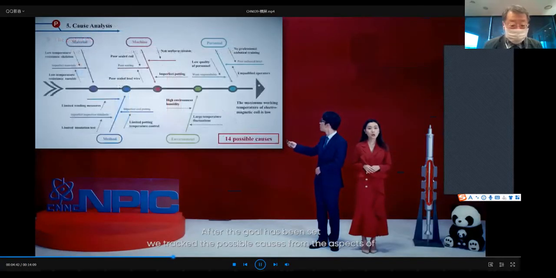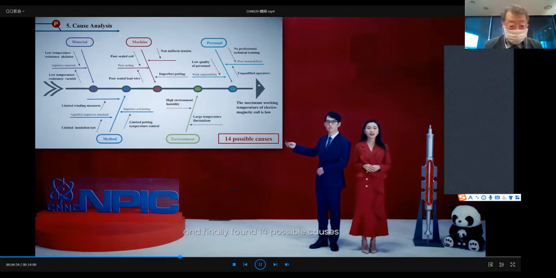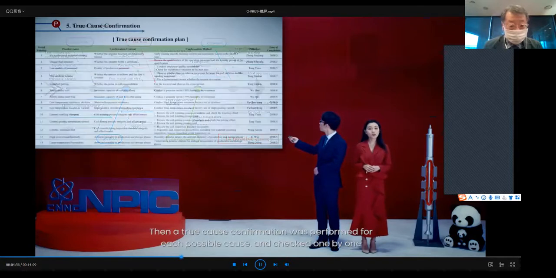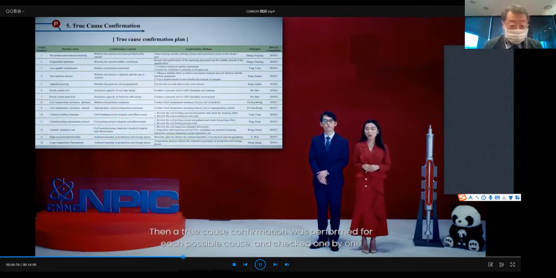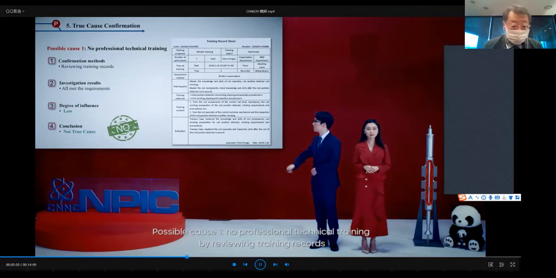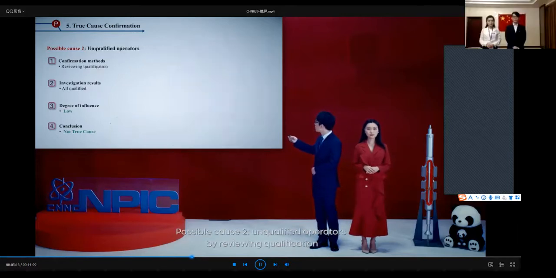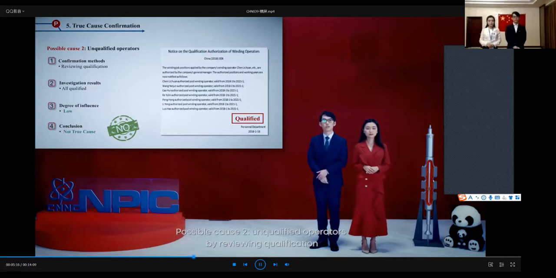After the goal has been set, we tracked the possible causes from the aspects of personnel, machine, material, method, and environment, and finally found 14 possible causes. Then a true cause confirmation was performed for each possible cause and checked one by one. Possible cause 1. No professional technical training. By reviewing the relevant documents, they all met the requirements, so it's not a true cause. Possible cause 2. Unqualified operator. By reviewing the qualification, they all qualified, so it's not a true cause.